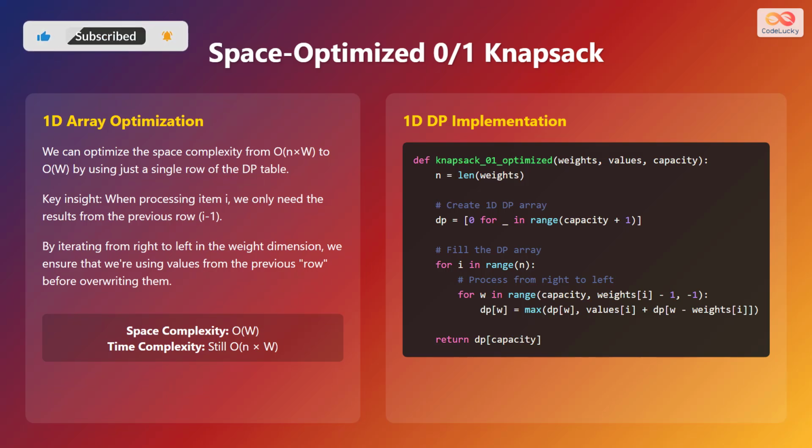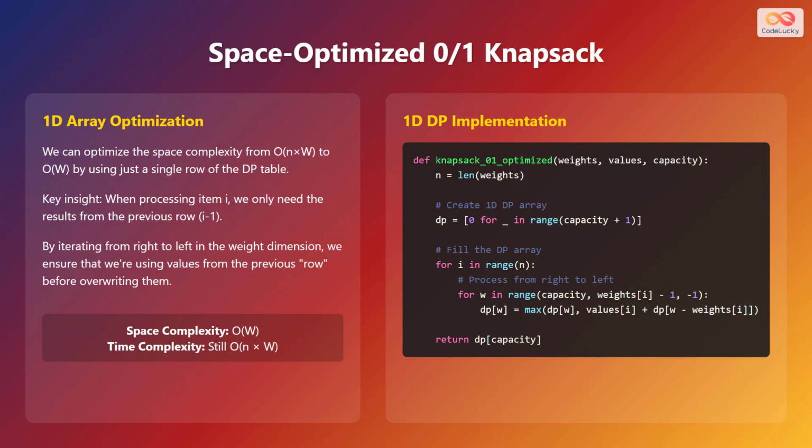Here's a Python implementation of the space-optimized approach. The function knapsack_01_optimize takes weights, values, and capacity as input. We create a one-dimensional DP array of size capacity plus 1, initialized with zeros. We then fill the DP array by iterating through each item and processing each weight from right to left.